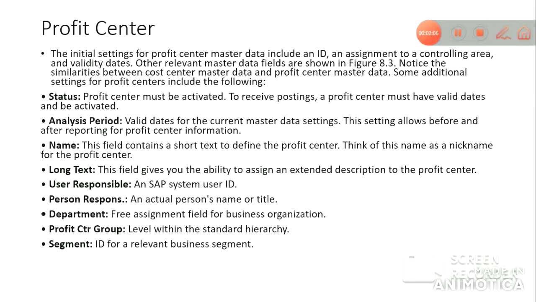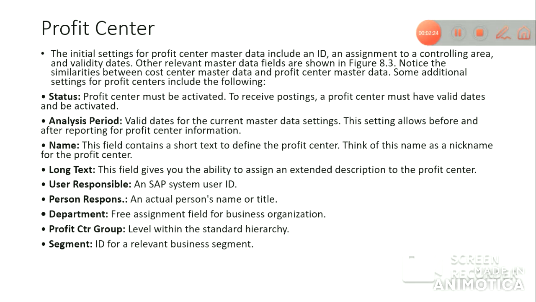So it is like status: profit center must be activated to receive postings. A profit center must have valid dates and be activated. Analysis period: valid dates for the current master data settings. This setting allows before and after reporting for profit center information.